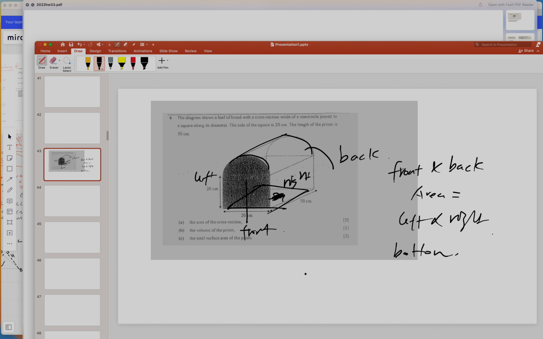Don't try to add everything at once, like the front is 2 times 5, plus the top is 5 times 4. If you do it this way and you make a mistake here, everything is wrong. You know that? So try to break it down and do the question.